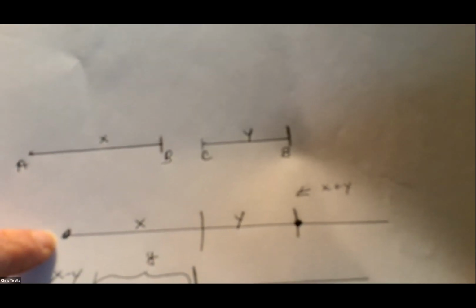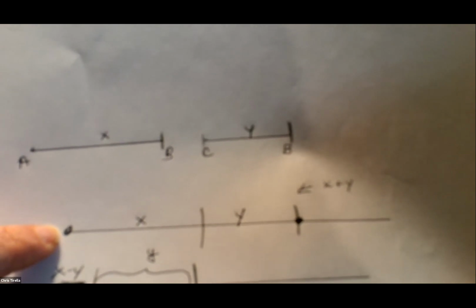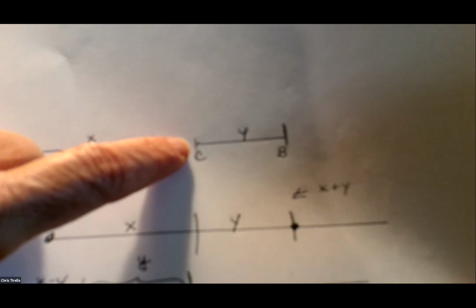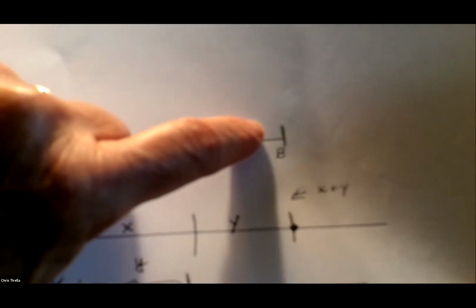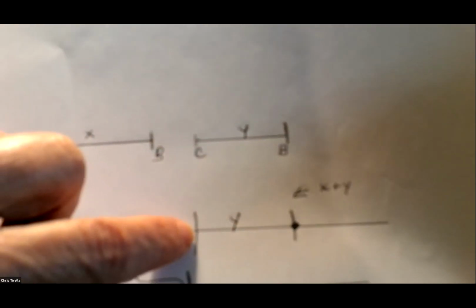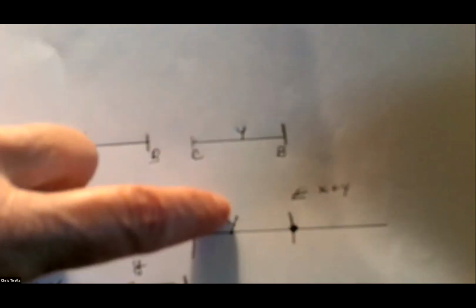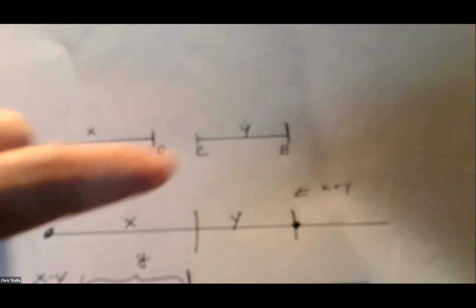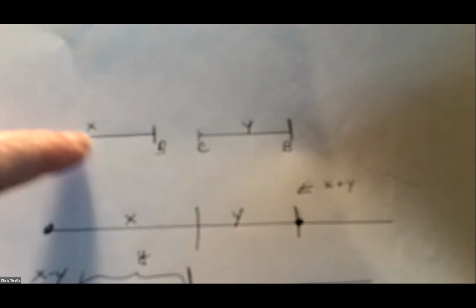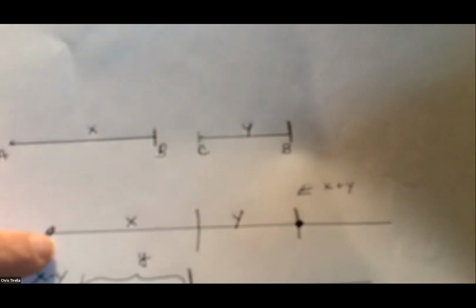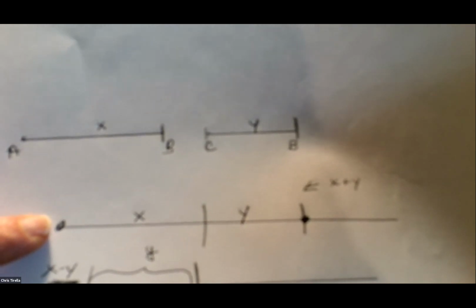If I want X plus Y, then I have to add the length of Y. And the way I'm going to add the length of Y is I'm going to put my compass point at this point, swing an arc here, and then from the end of X, swing that length Y, so that these two should be equal, both Y. These two should be equal, both X. And so this new segment with the two pieces together would have as its length X plus Y.